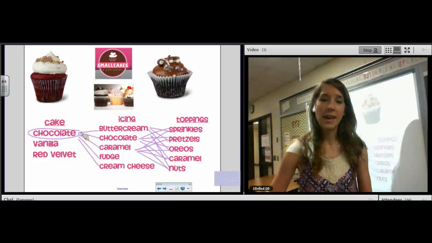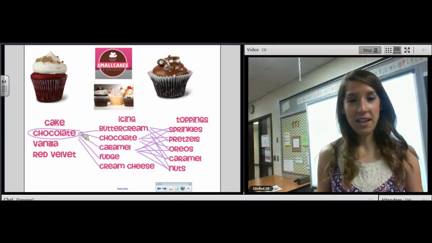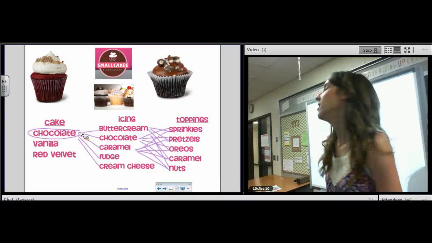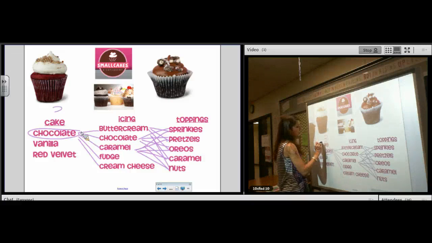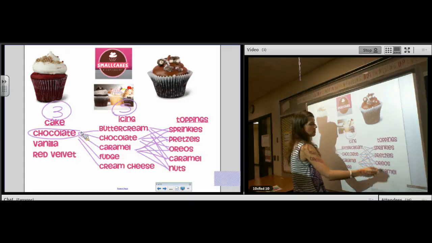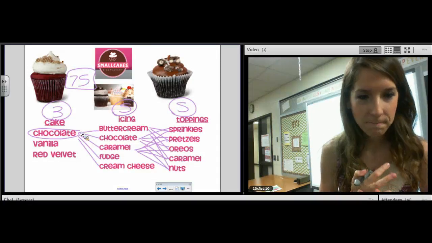So the short way to think about it is, good job. Yep. You literally just multiply your different options in each category. So the way to find how many cupcakes you can create, there's 3 cake options, there's 5 icing options, and there's 5 topping options for a total of 75 unique cupcakes that you could make. That was interesting. Okay?